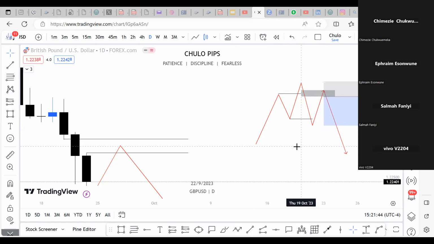So guys, this is what I'm expecting on DXY, EURUSD, and GBPUSD. Let's see how it goes this week. And I wish everybody a profitable week.